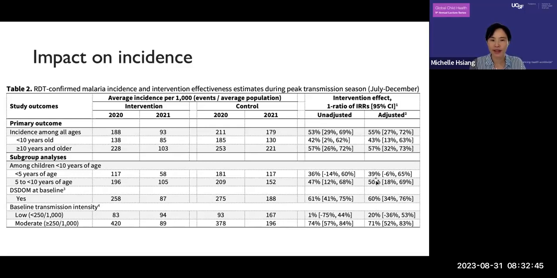These are some subgroup analyses with less than 5. We saw a trend, but it wasn't statistically significant. And then we looked at if you had a DESDEM at baseline versus not, and there was still an effect. And then, stratified by transmission intensity, we actually saw more of an effect in the moderate transmission settings and not the low. And it may not be that it doesn't work in low. It may be that the effect size is 20%. Maybe you just see less of an effect in lower transmission settings, and we weren't powered to see that effect in the lower transmission settings. But it looks like it works in this moderate transmission setting.